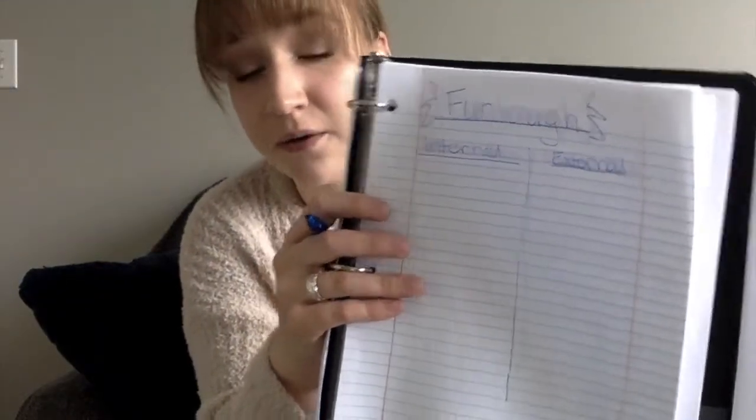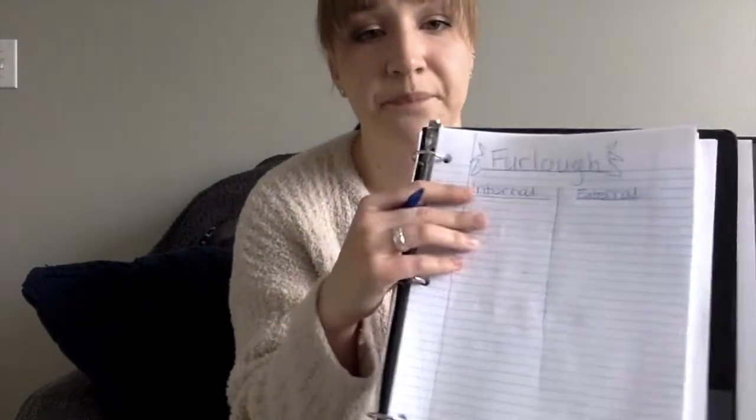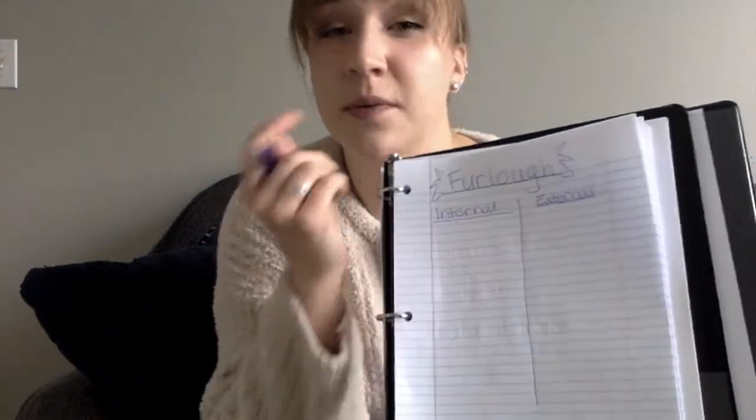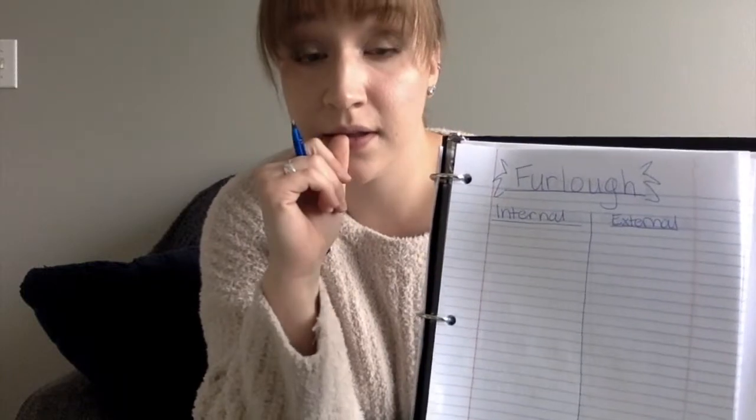So another character that we met in the story is Furlow. Furlow is Despereaux's brother, the one that taught him how to scurry, and the one who saw him with Princess P and King Philip. So let's think. Let's start with the external traits. What are some external traits of Furlow, Despereaux's brother?